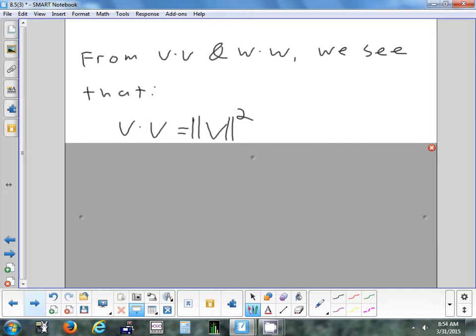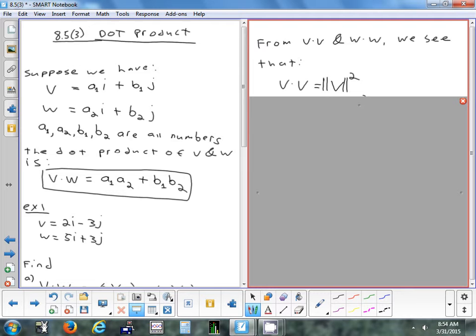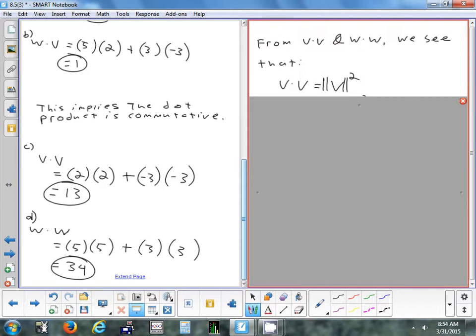So, if you take the dot product of a vector with itself, you don't get the magnitude because you haven't taken the square root, but you get the magnitude squared. All right? So if I went back to the previous problems, if I took 13 and now took the square root of it, that would be the length of vector v. If I took the square root of 34, that would be the length of w. But if I don't take the square root, the dot product of a vector with itself is equal to the magnitude squared. Okay, that's going to be important.